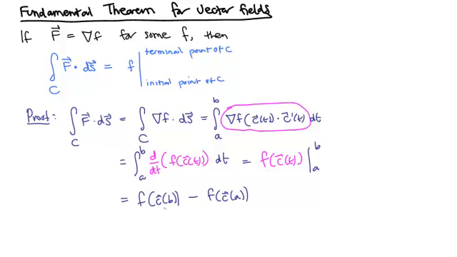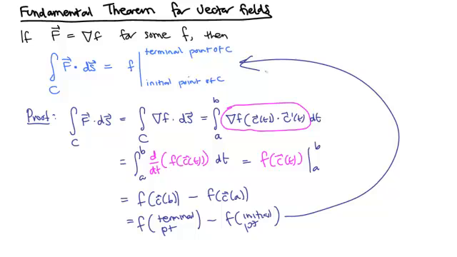But what's c of b? c of b is just the terminal point of the curve. And c of a is just the initial point of the curve. And that's exactly what we wanted to say up here.